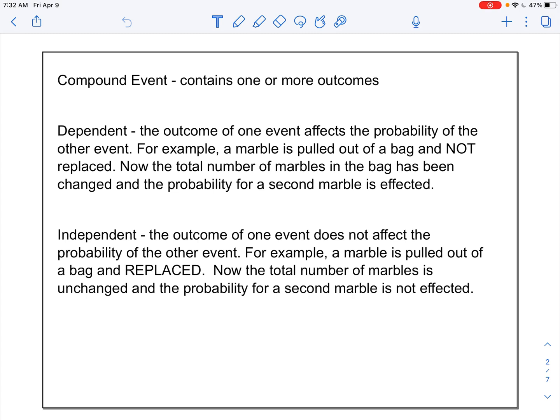An independent probability means the outcome of one probability and what happens does not affect the other one. So for that marble example, if you pulled that marble out but then put it back into the bag, what's happening inside the bag has not changed at all. So those two events are considered independent of each other because what happens with one does not affect the other.